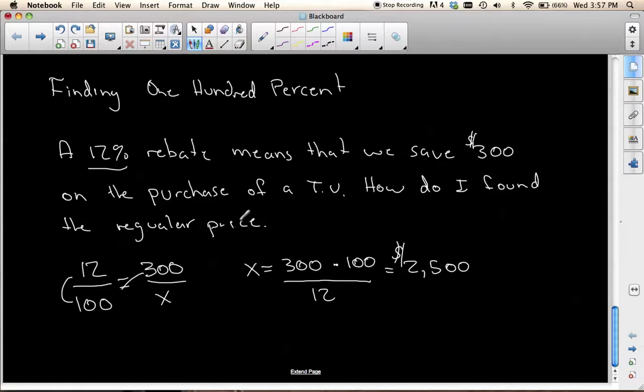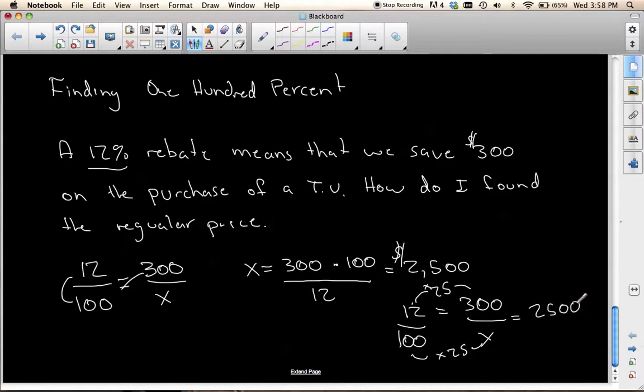The other thing that you can do if you want is you can go and find the switch factor, which we've talked about before. So let's go and say I have the same thing right here. 12 equals 300. And I don't know. Well, what number times 12 would give me 300? Well, if I multiply 12 by 25, it'll give me 300, and whatever I do to the numerator, I do to the denominator. So 100 times 25 will give me 2,500. So that's the other way that you can do it.